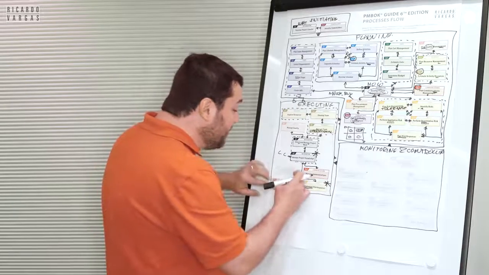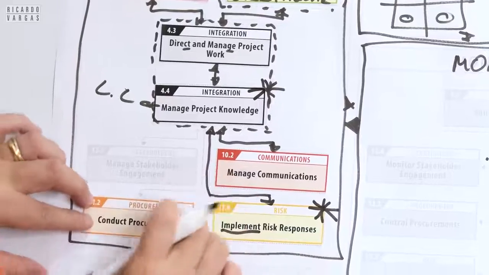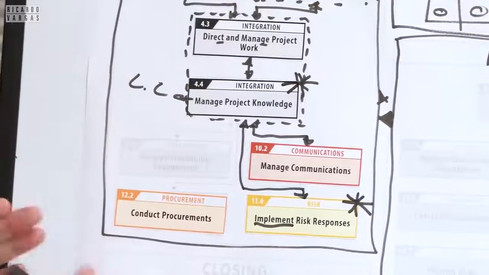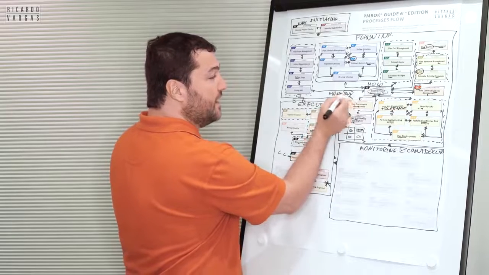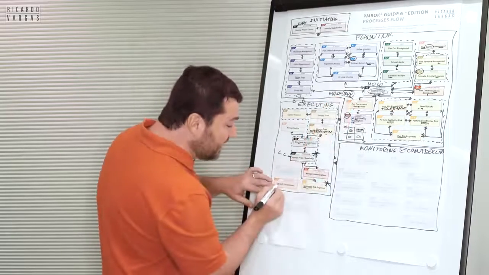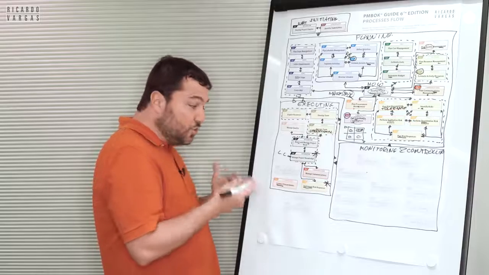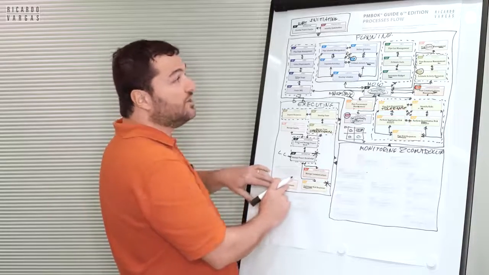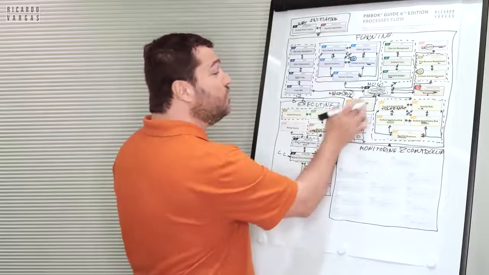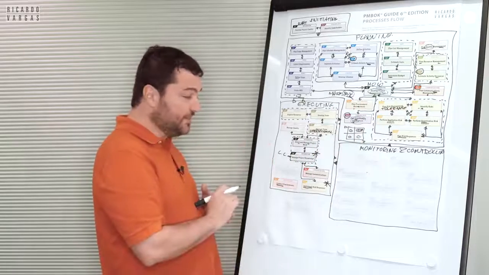After that, I will conduct procurement. Buy things. Remember, here you made a decision of make or buy. If it's buy, you need to come here and buy it. So you conduct all the procurement processes. Based on what? Based exactly on how you plan your procurement.